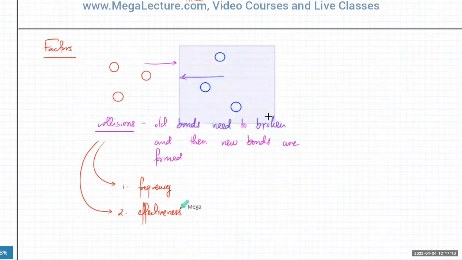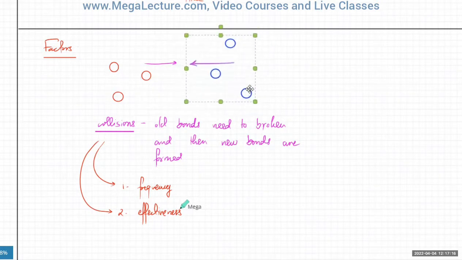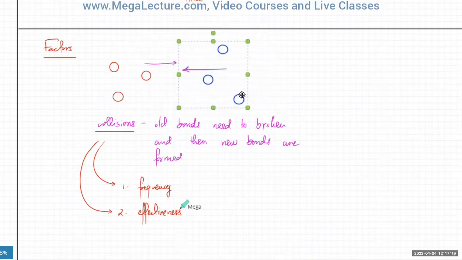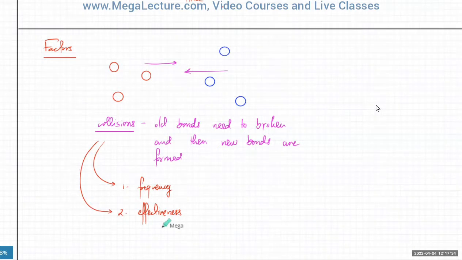So if you imagine these particles colliding with each other with very low energy, they probably won't be able to break the old bonds. You want them to collide vigorously, with a lot of force, so that the old bonds are broken, because every reaction has some activation energy. So effectiveness is, are the collisions effective? Are they forceful enough?